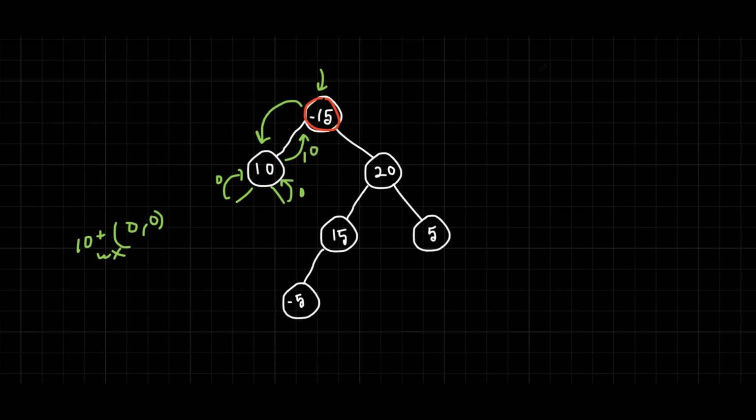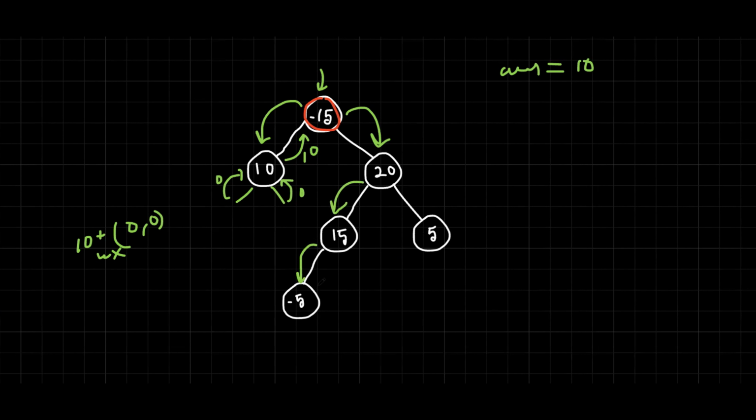Now we will make a global variable. Let's say we call it answer. Now suppose the answer value is 10 so far. Now from -15, we'll go to 20. From 20, we'll go to 15. And from 15, we'll go to -5.